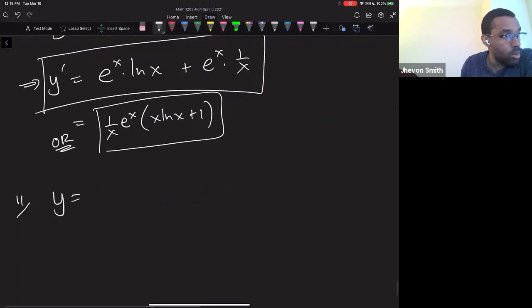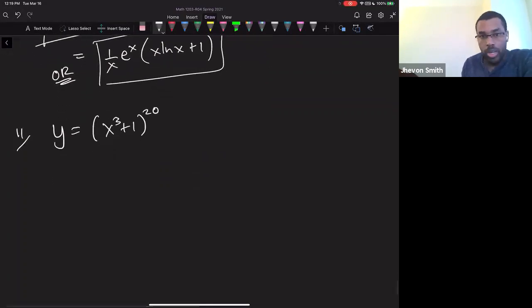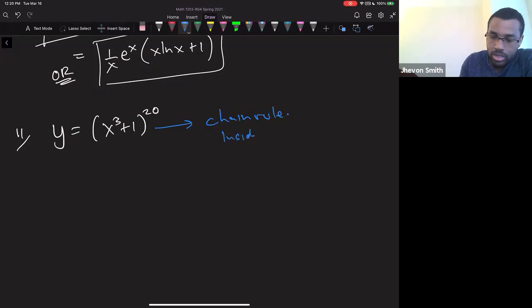11, y equals x cubed plus 1 to the 20th. What do we do here? Multiply out the 20? No. Here, chain rule, right? Because there's an inside function here.